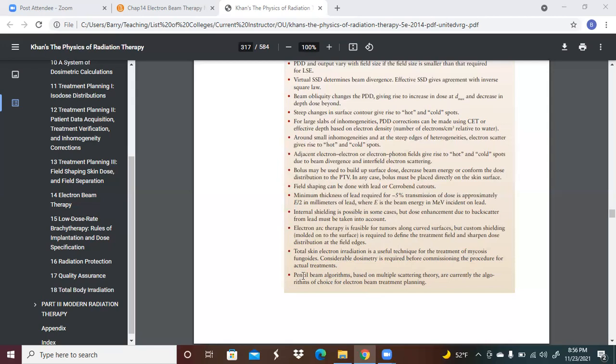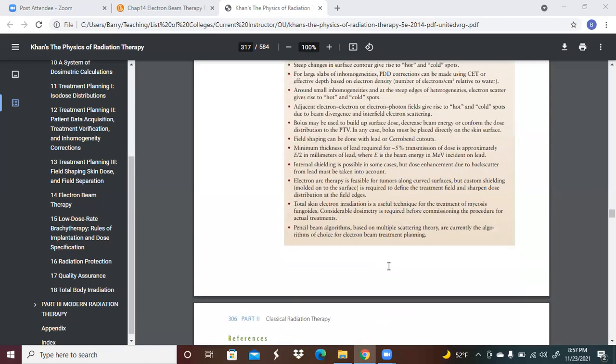The final statement says pencil beam algorithms are currently the algorithms of choice for electron beam treatment planning. That has been superseded by Monte Carlo. The version of the treatment planning system that I have uses Electron Monte Carlo, and that's what we're using. Pencil beams used to be used even a good 10 years ago, but those models, at least with the planning system that I use, are being replaced.